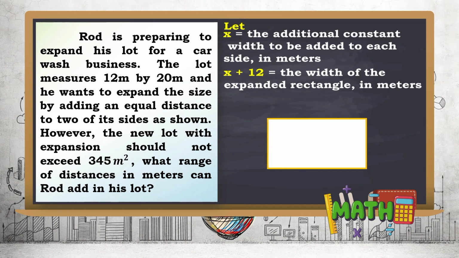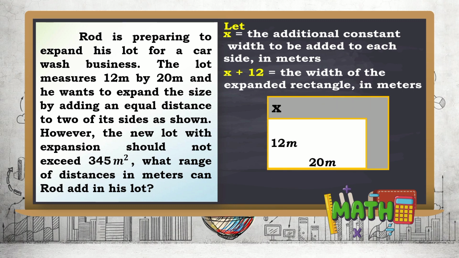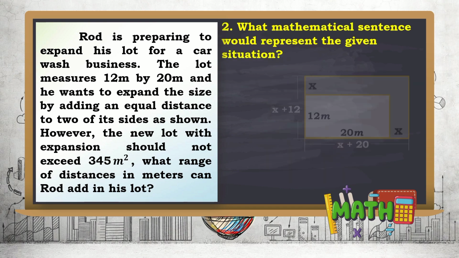Let's draw the figure. The measure of the rectangle is 12 meters by 20 meters and extended by x meters and x meters. The measure of its width is x plus 12 meters and the measure of its length is x plus 20 meters.